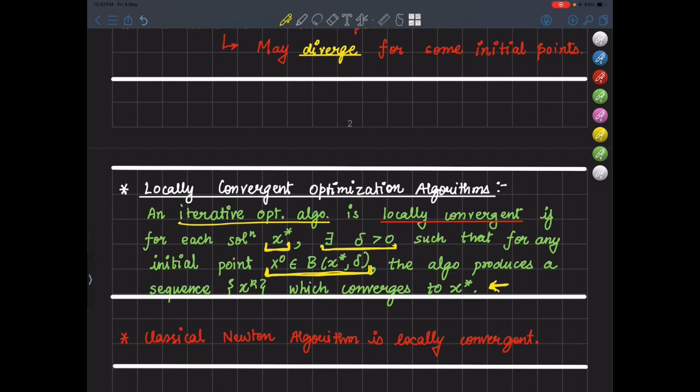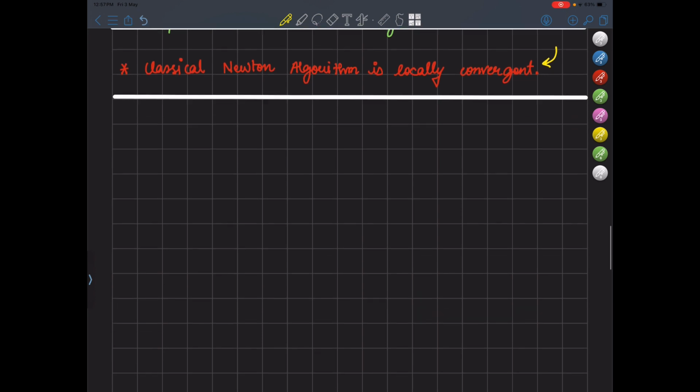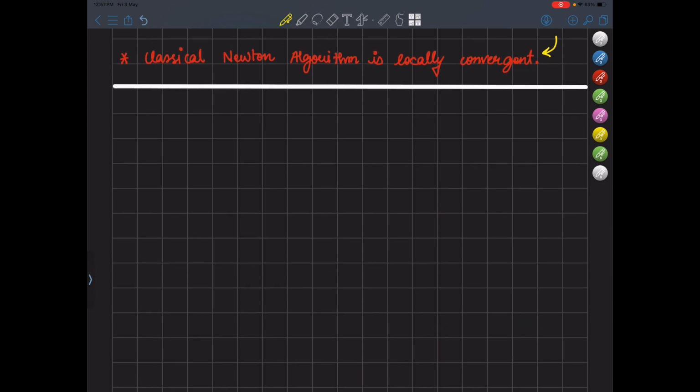This point we did not prove, and we will not give the proof of this. We will present it to you as a fact, but there is a proof of this point. That classical Newton algorithm is locally convergent is written in some informal way, so we'll just write a theorem first. We'll end the recall from the previous lecture here, and we'll start the next lecture now.